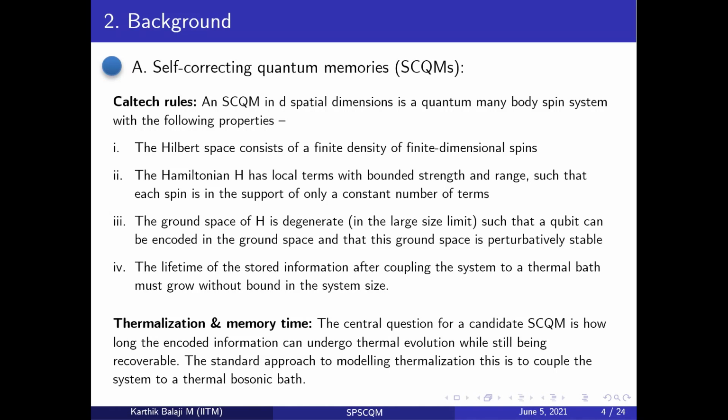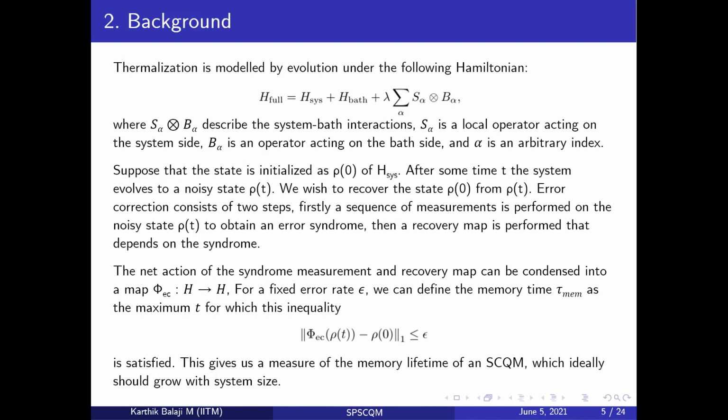Now, the central question for a candidate SCQM is how long the encoded information can undergo thermal evolution, that is, be exposed to the surroundings, while still being recoverable. The standard approach to modeling thermalization is to couple the system to a thermal bosonic bath. Thermalization is modeled by this equation over here, where H full is the Hamiltonian of the whole universe, system plus surroundings. H is the Hamiltonian of the system, H bath is the Hamiltonian of the bath, and the remaining are the interaction terms, where S alpha and B alpha are the local operators acting on the system and the bath side, and lambda is a coupling constant, which is usually less than 1.